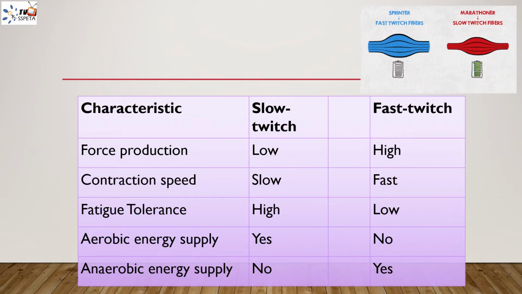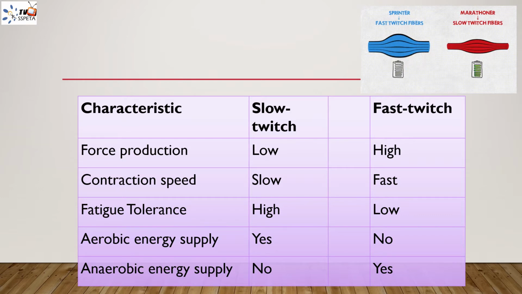So now let's have a look at the characteristics of these two types of muscle fibers. In terms of force production, in slow twitch fibers it's low, in fast twitch it's high. In contraction speed, the slow twitch is slow and fast twitch is fast. Fatigue tolerance, that is what we call endurance: slow twitch is very high and fast twitch is low.